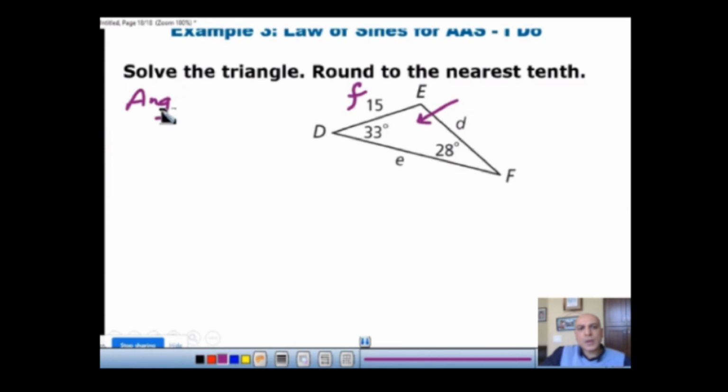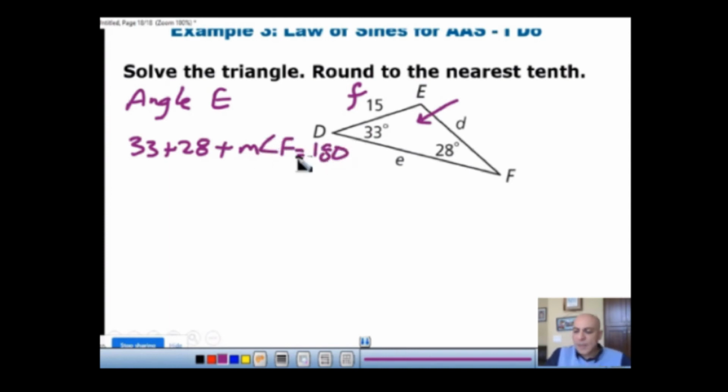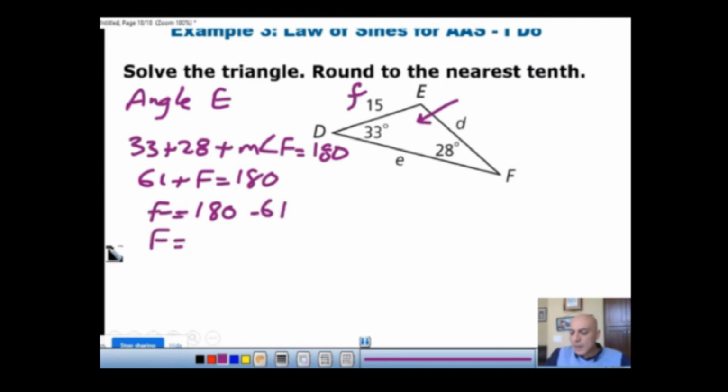Angle E. So I would add things up. It's up to you how you do things, but perhaps you're going to do 33 plus 28 plus measure of angle F equals 180. You add all of them to give you 180, right? That gives you 61 plus F equals 180. F is going to be equal to 180 minus 61, and the measure of angle F is going to be 119. Okay, so we know that for sure. We know 119.